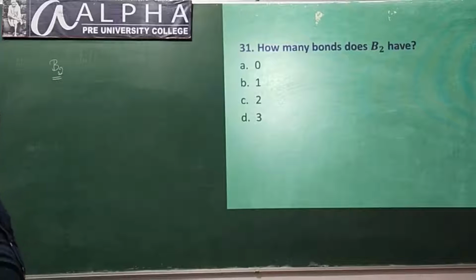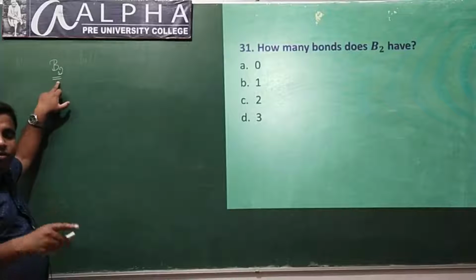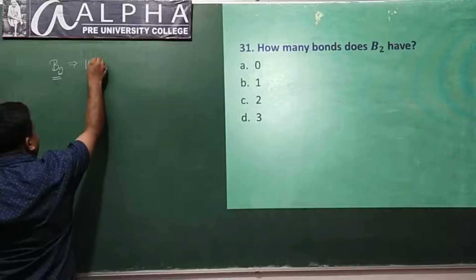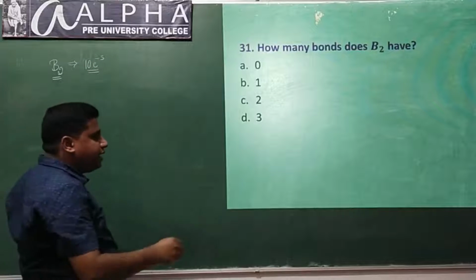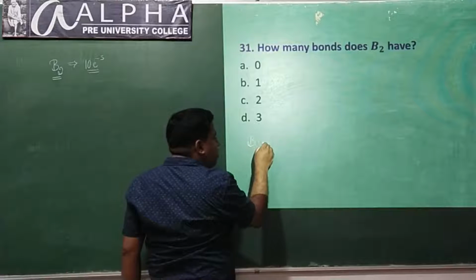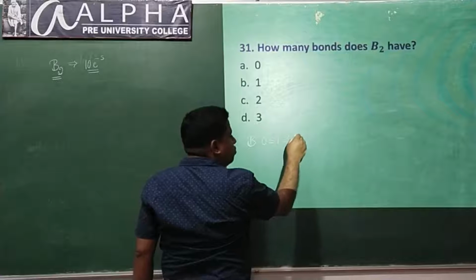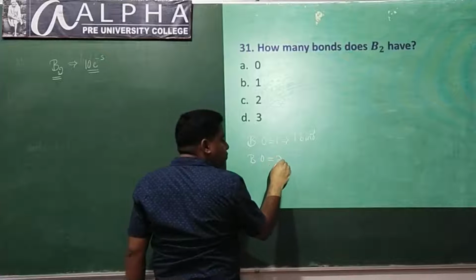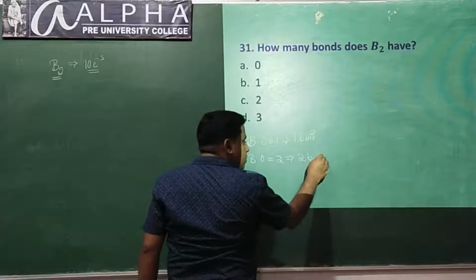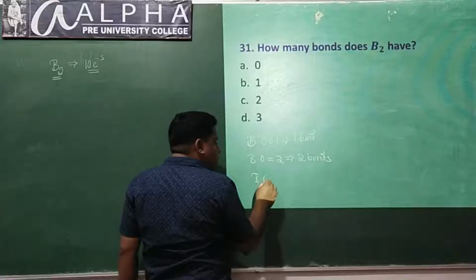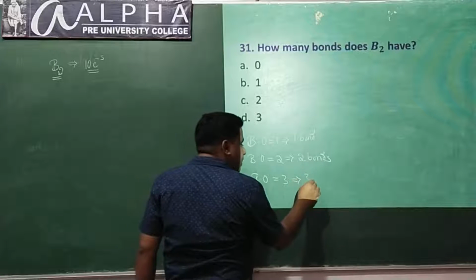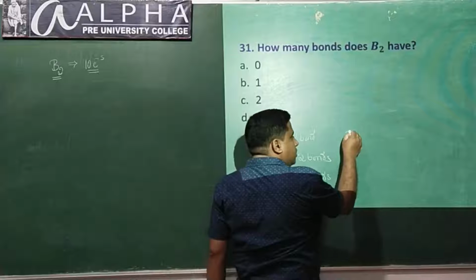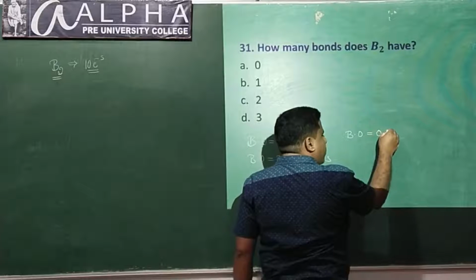Boron, atomic number is 5. 5 plus 5, so B2 has a total of 10 electrons. Again you have to calculate the bond order. If bond order comes out to be 1, then 1 bond. If bond order comes out to be 2, then there are 2 bonds. If the bond order comes out to be 3, then we say that there are 3 bonds. What if the bond order comes out to be 0.5?